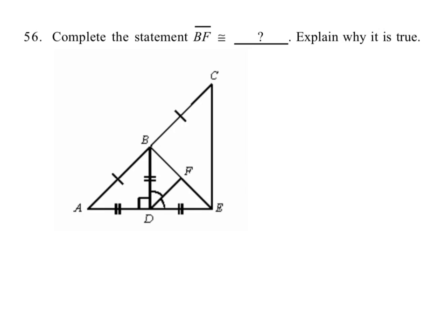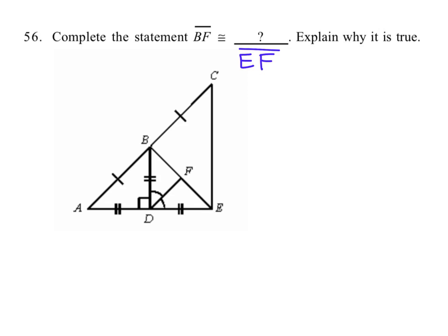Okay. Complete the statement. BF is congruent to blank. Explain why it's true. Well, my answer is that BF is congruent to EF, segment or side EF. And that is this right here. I'm saying this is congruent to this. Here's why I'm saying this.